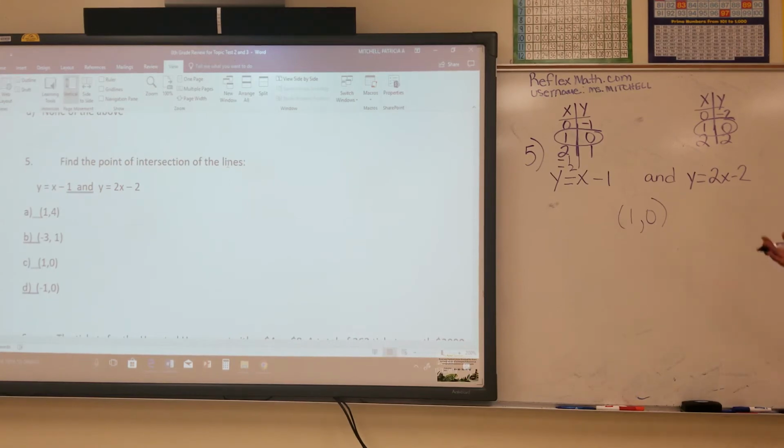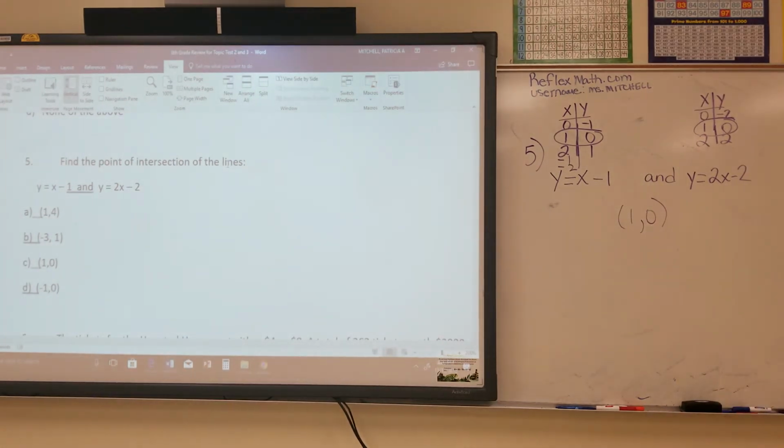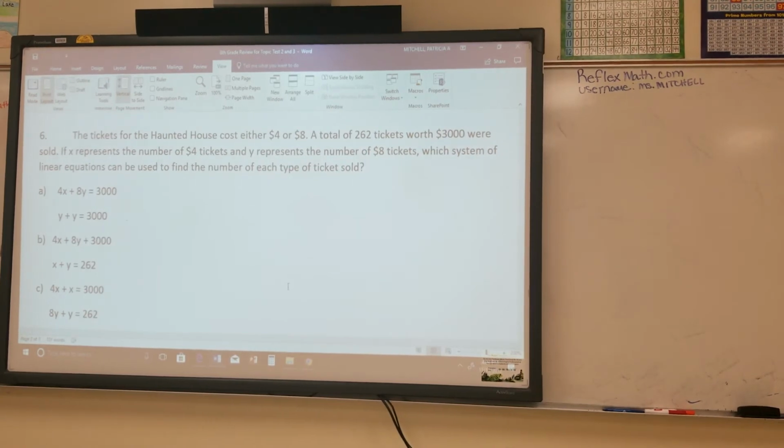So here, find the point of intersection of the lines. It will be right there, (1, 0), which is C. So please go ahead, pause the video and take notes. All right.